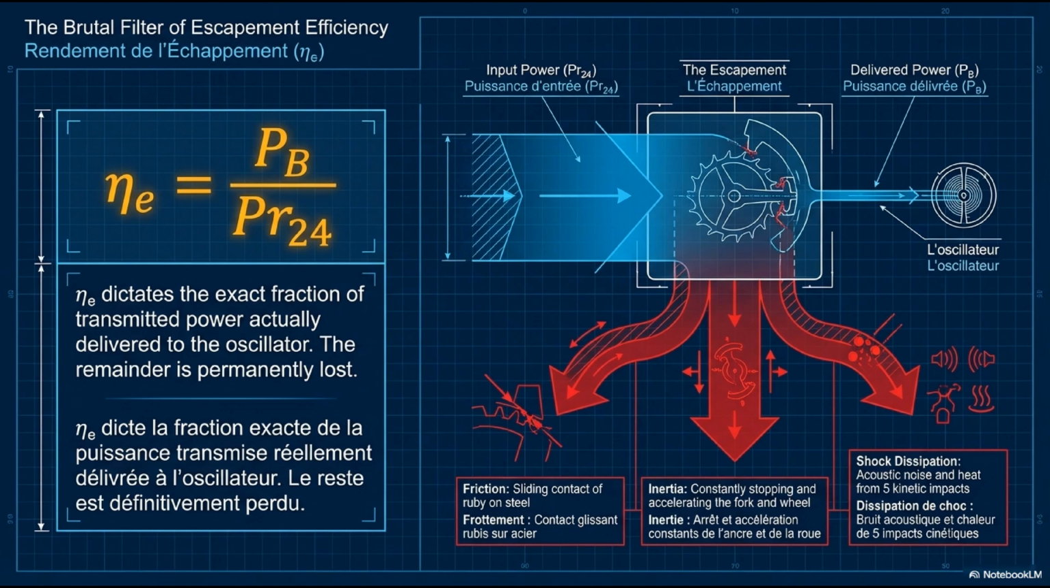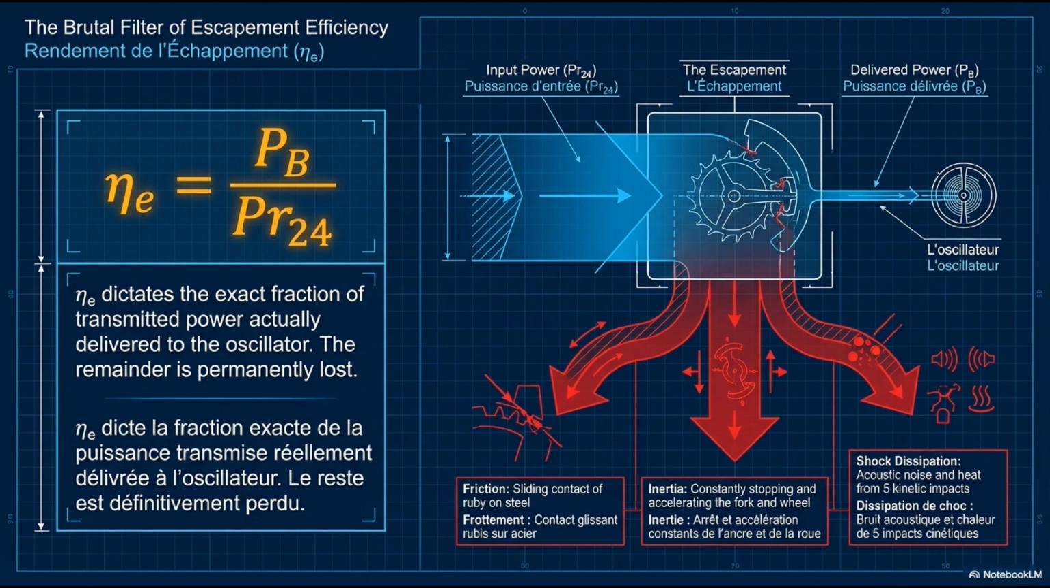Mechanism 1, friction. Sliding contact between the escape wheel tooth and the ruby pallet stone impulse face during impulse. The dominant loss mechanism. The friction coefficient between hardened steel and synthetic ruby is approximately 0.10 to 0.15 for correctly lubricated contacts. Every sliding contact dissipates energy as heat.